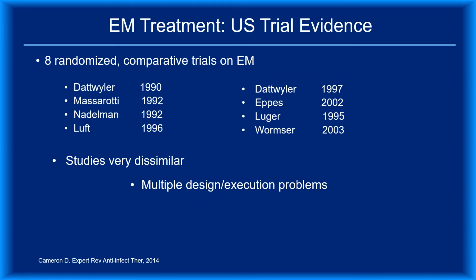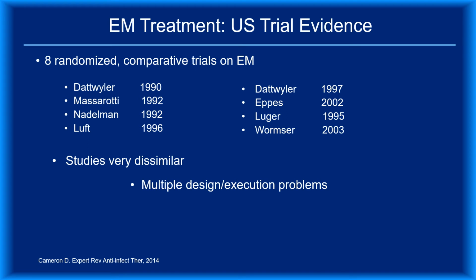Let's look at the evidence from published prospective Erythema migrans trials that were conducted in the United States. The primary reason for looking into the trial evidence is to see if one agent performs better than the others, because that would be clinically useful information. European EM trials are not included in this analysis.